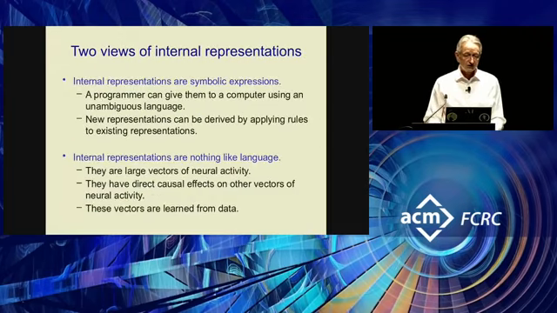They have very different views of the internal representations that should be used. So the symbolic paradigm thinks that you should use symbolic expressions, and you can give these to the computer if you invent a good language to express them in. And you can, of course, get new expressions within the computer by applying rules. The biological paradigm thinks the internal representations are nothing at all like language. They're just big vectors of neural activity. And these big vectors have causal effects on other big vectors. And these vectors are going to be learned from data. So all the structure in these vectors is going to be learned from data. I'm obviously giving sort of caricatures of the two positions to emphasize how different they are.